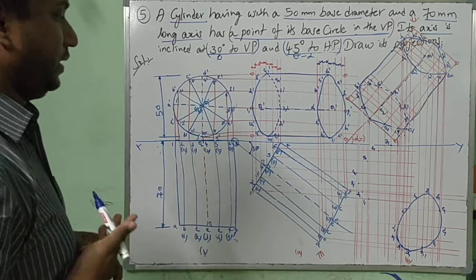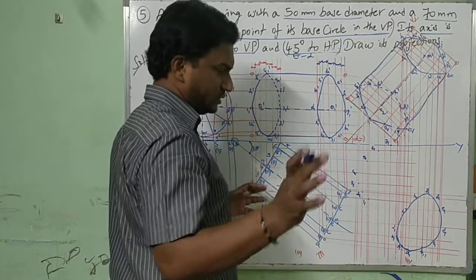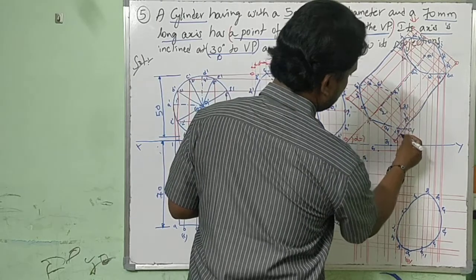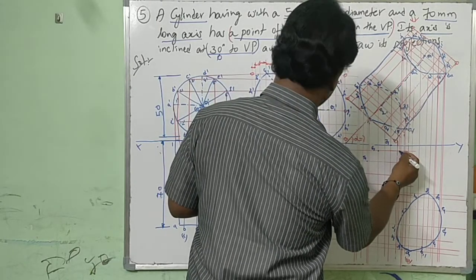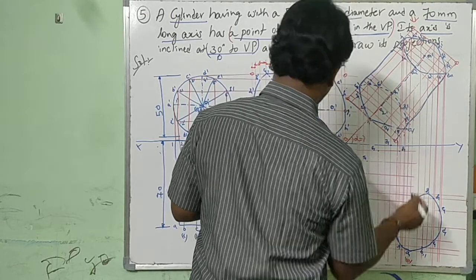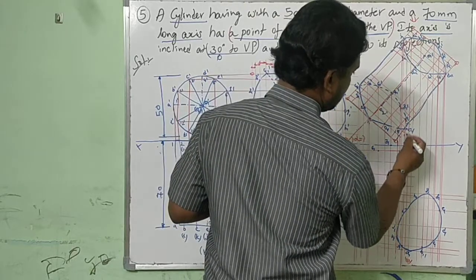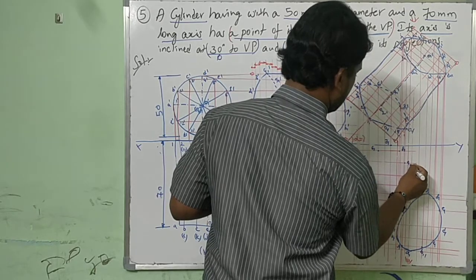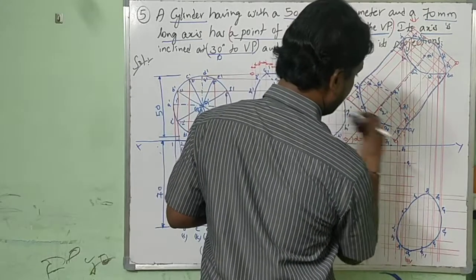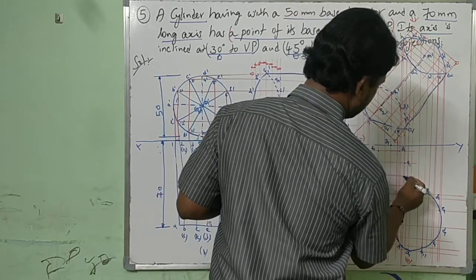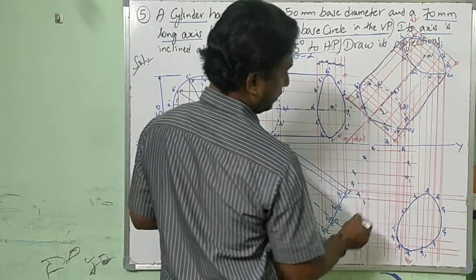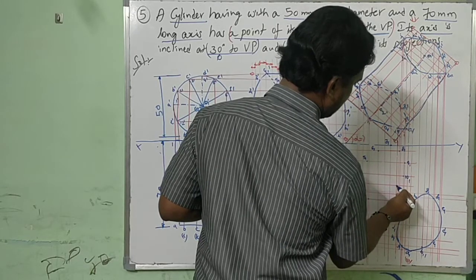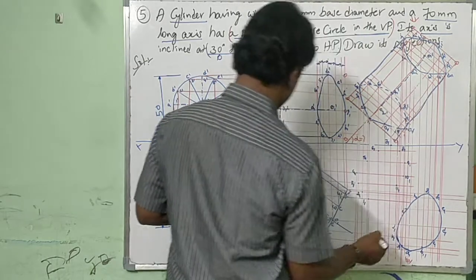By this time you might have understood which should be thick and which should be hidden. If not, just concentrate on the boundary drawing, you can understand yourself. 8, 9, 10, 11, and last 12.